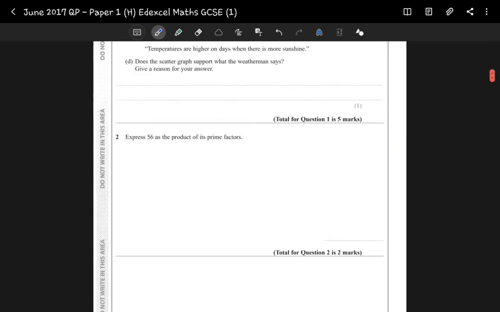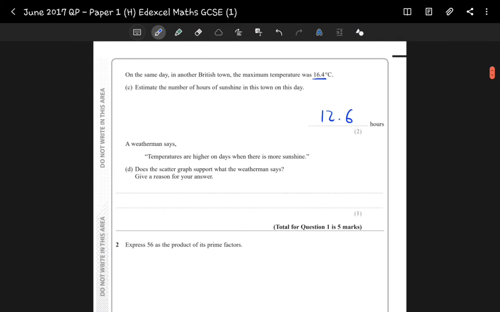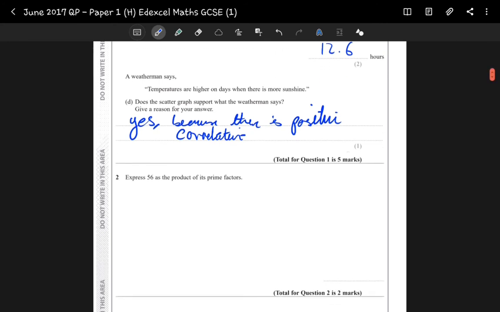But all you'd need to actually put, and this is funny, you'd put yes, and then write, because there is positive correlation. And there's your answer. That will get you the mark. You got the right answer and a good reason.